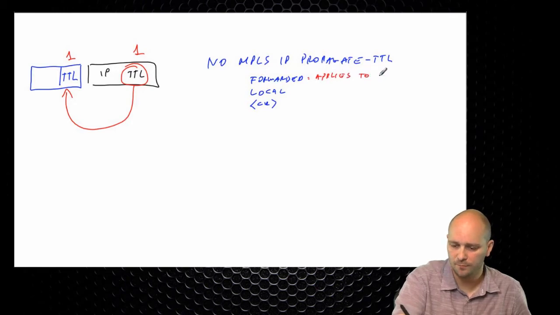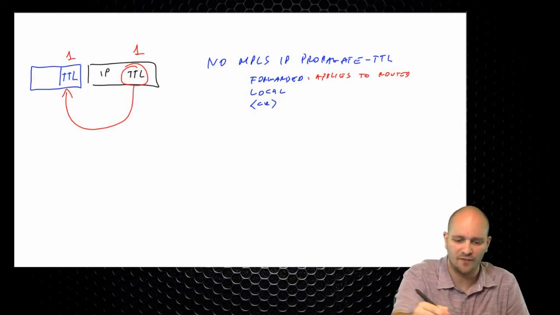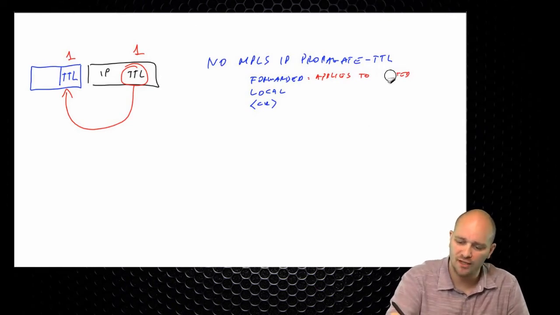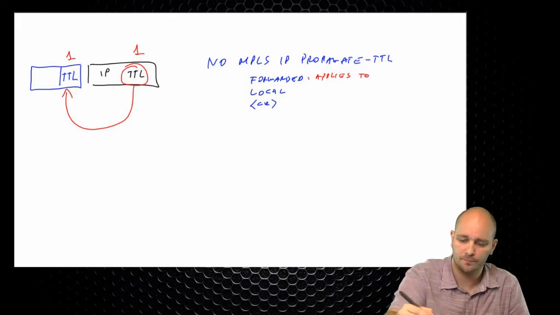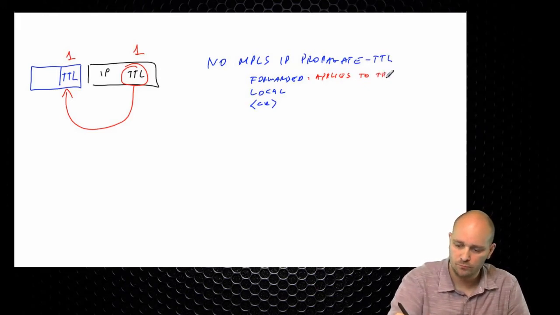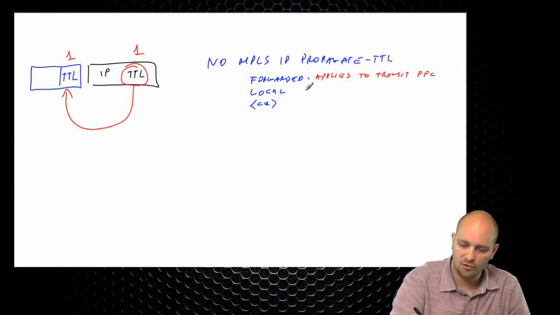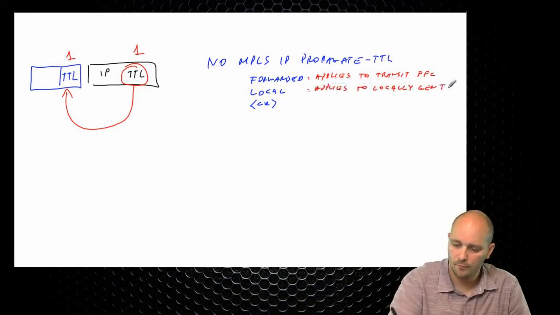Now, forwarded applies to routed traffic, or I should say to transit traffic. So the traffic that is not originating or terminating on the local router. And local traffic applies to locally generated traffic. And if I just press enter, it applies to both of the above.